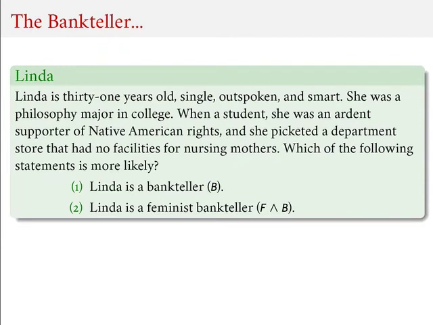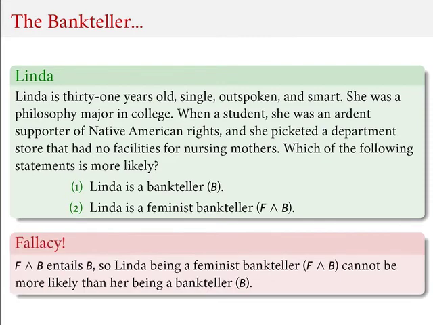Now, many people answer this question by saying that actually, 2, F and B, is more likely or has a higher probability than B. However, that is a fallacy. It's a kind of illusion, because it seems very intuitive that 2, given this setup, is more likely, because here we know a bunch of information that leads us to think that Linda is a feminist. So we naturally think that this sentence, including the claim that she's a feminist, will be more likely than simply that she's a bank teller, which seems unrelated to everything we know about Linda and her past.